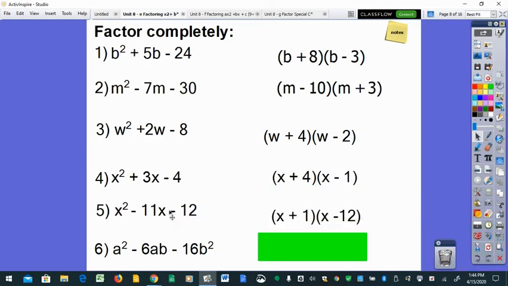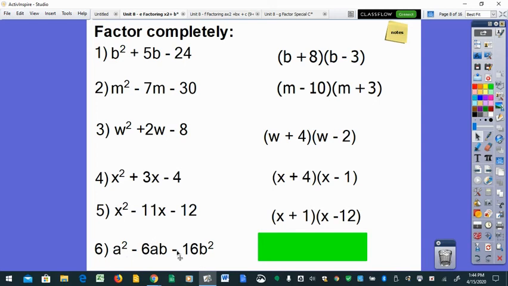Okay, now notice in this case, we know that they have to be opposite signs, but this time the bigger number, which is 12, has to have the minus in front of it to get the b to be minus. So you would have a negative 12x and a positive 1x, and that would give you the negative 11x.